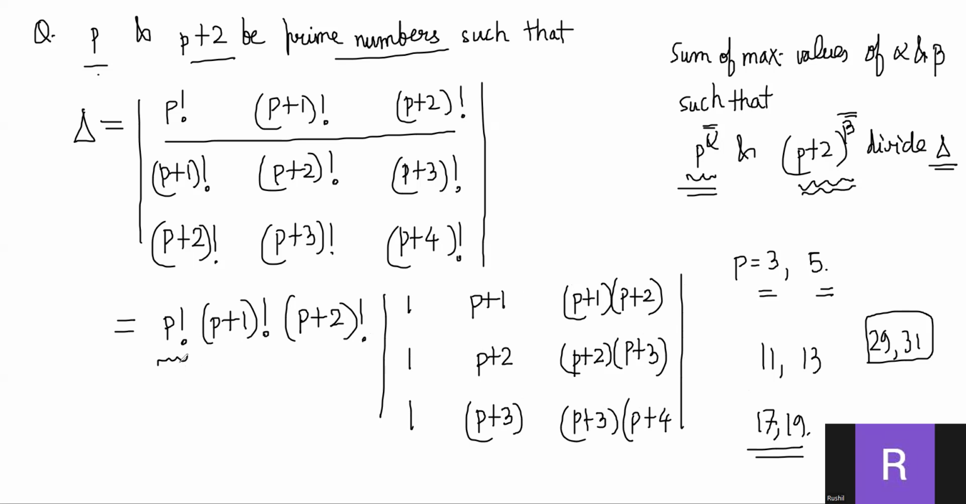You can see here that in any P factorial, the prime number P will come once. In P plus 1 factorial, it will come once more, and in P plus 2 factorial, it will come once more. But P plus 2 will come only once here. Now we have to simplify this part a little bit in order to easily do the question. We just have to simplify this determinant.